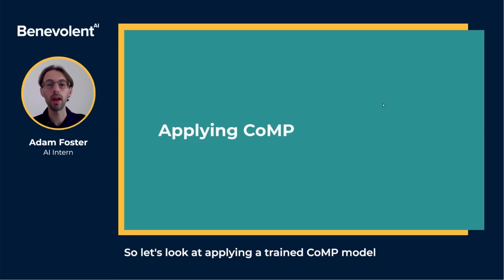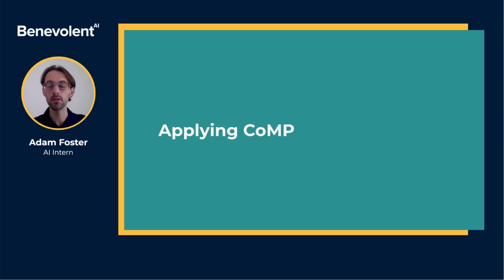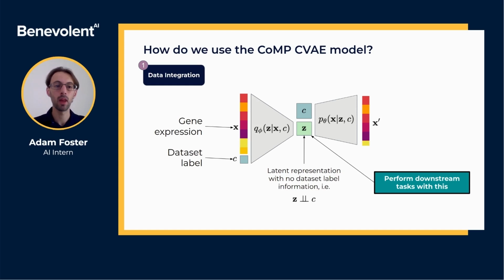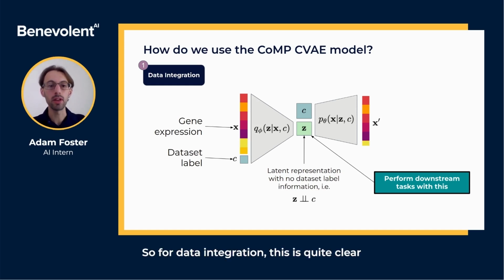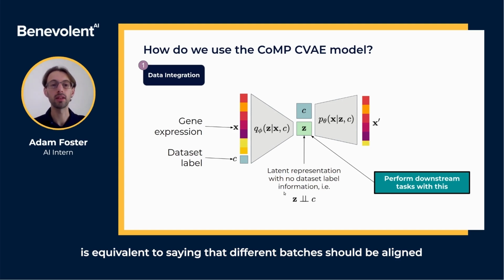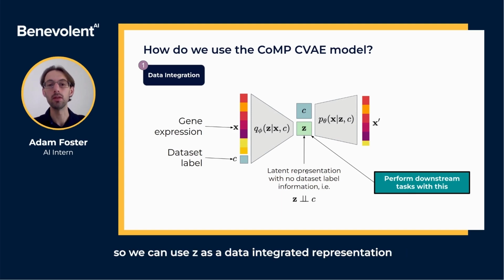So let's look at applying a trained COMP model to some of the key challenges we described at the beginning. So for data integration, this is quite clear. We encode X and C to Z, and the requirement Z independent of C is equivalent to saying that different batches should be aligned, so we can use Z as a data integrated representation.